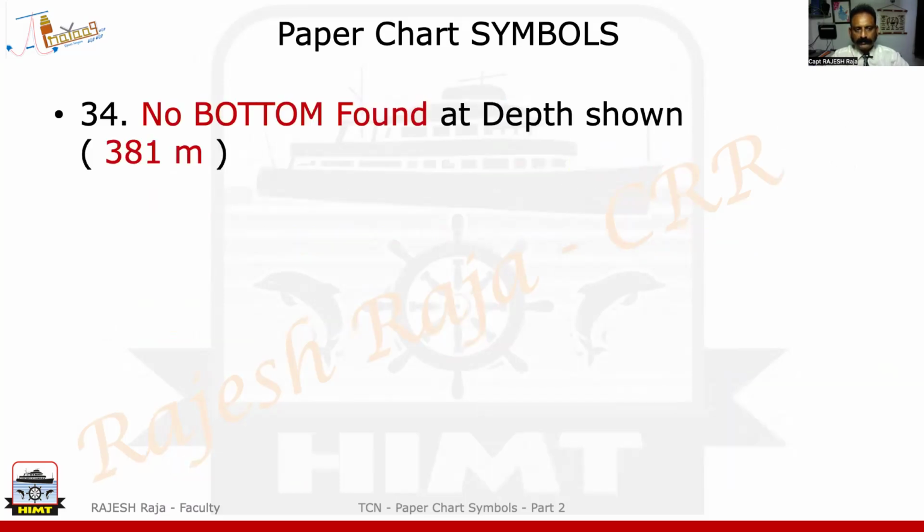Let us look at one symbol called no bottom found at the depth shown. So please see here, it is somewhat similar to what we saw on 31. So a number is written, there is a line on the top, there is no dotted circle because it's quite deep. There's a small dot on the top. So it means that they tried to survey, but they could not find any bottom at 381 meters. So they don't know how deep the bottom is. Okay. 31 and this 34 have come a couple of times. So please remember these two.